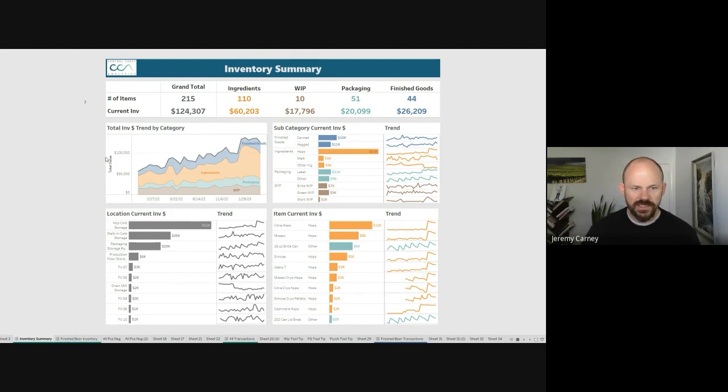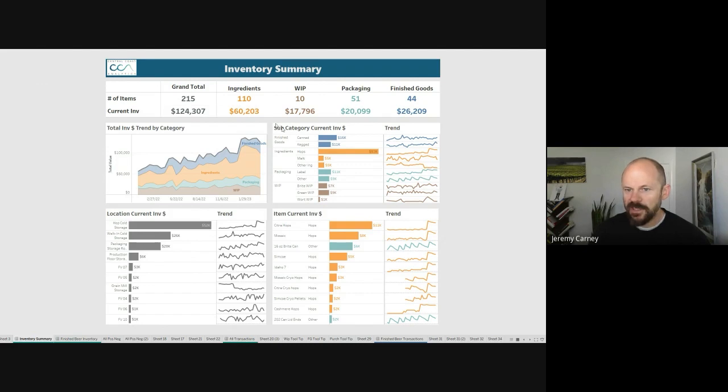Now we're going to look at a trend over time. So this is going back a full year. And we're going to see what the inventory was at the start of the period, which looks to be about $60,000. And then what it is today, which is $124,000. So in this sample data source, this business has invested and almost doubled their inventory up to $124,000.